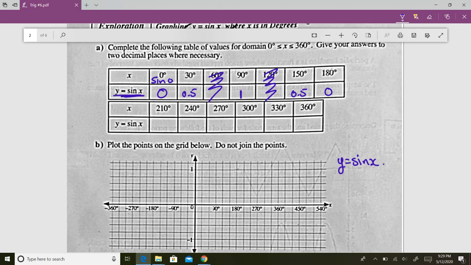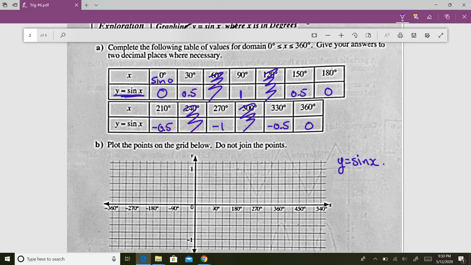Continuing on, sine of 210 degrees on your calculator should give you negative 0.5. Don't worry about that one. Sine of 270 should give you negative 1. Don't worry about 300. Sine of 330 should give you negative 0.5. And sine of 360 should give you 0.